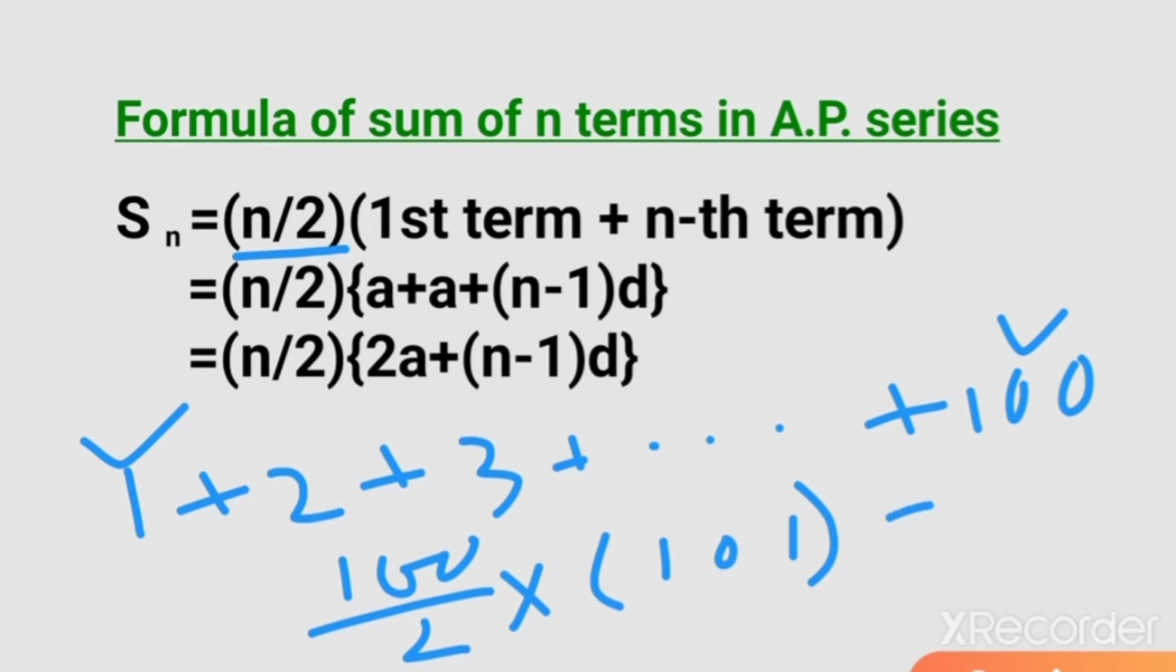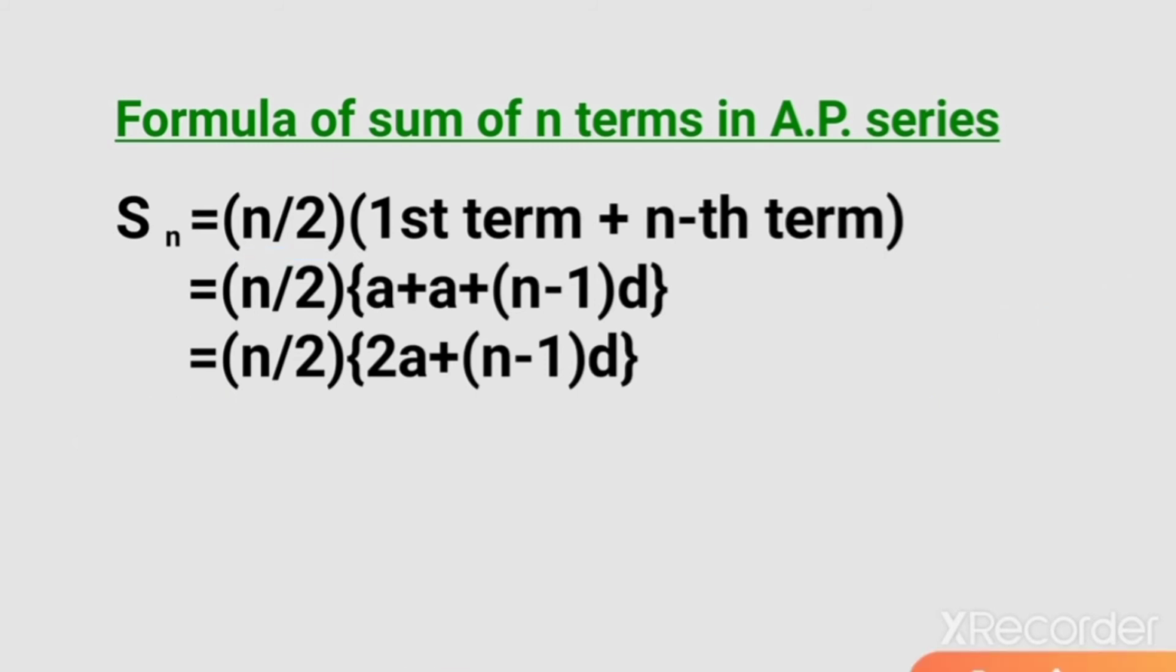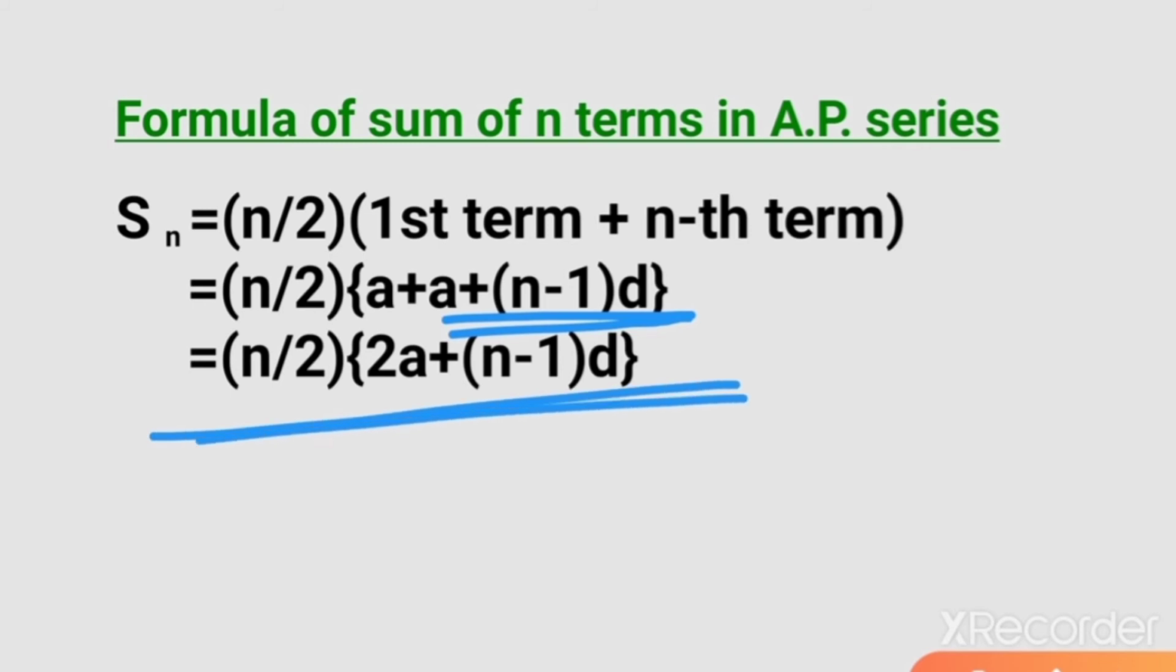If you remember, Carl also did the same. He found out that there are 50 pairs. 50 pairs comes from 100 by 2, and this 101 comes from adding the first term and the last term. So this is the formula. Now you may not know the last term, so then you will apply the nth term formula there. After applying this formula, you will get this one: n by 2 into (2a plus (n minus 1) into d). So this is the final formula of the sum of n terms in an arithmetic progression.